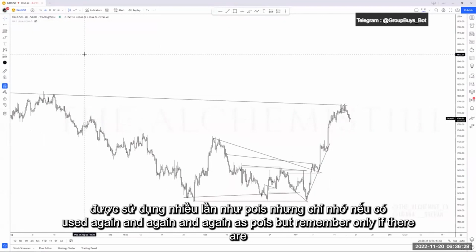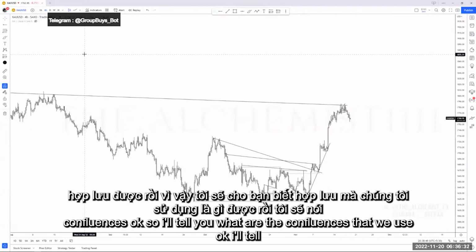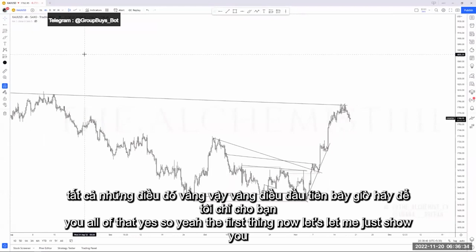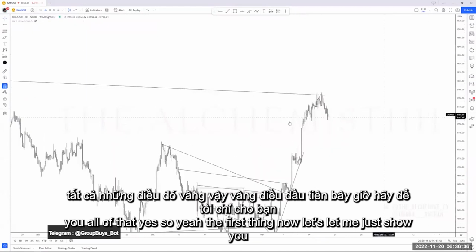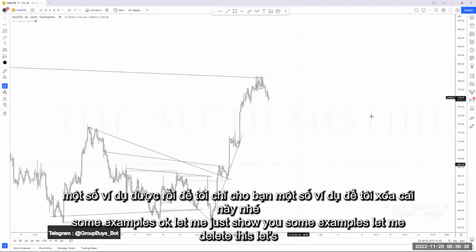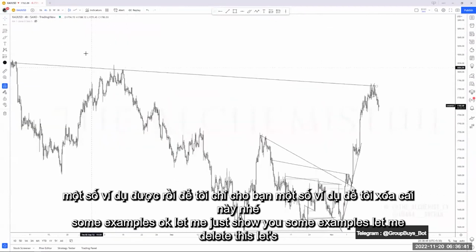But remember, only if there are confluences. I'll tell you what confluences we use, I'll tell you all of that. So first thing now, let me just show you some examples. Let me delete this, it's messy.